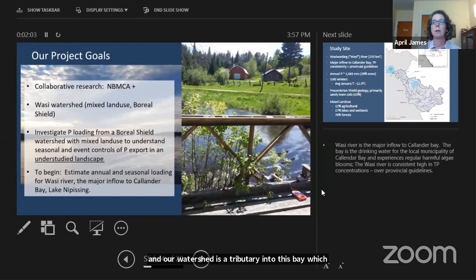So we set out to develop a collaboration with the North Bay Mattawa Conservation Authority, who has been monitoring this watershed for some time. We're focused on the Wassee watershed to investigate phosphorus loading from a boreal shield watershed with mixed land use. And so our higher goal is to understand seasonal and event controls of phosphorus export in this understudied landscape. To begin in this presentation, I'm really just going to focus on estimation that we've done of annual and seasonal loading for the Wassee River, the major inflow to Callander Bay on Lake Nipissing.